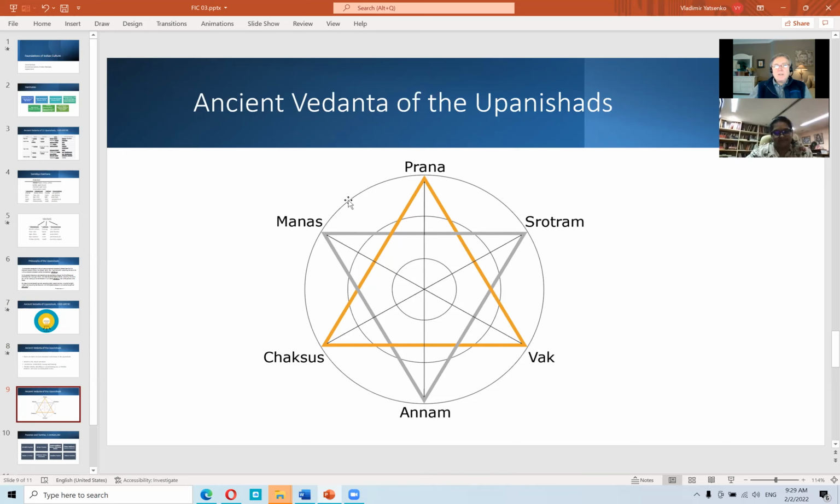Yes. So you can see that Manas and Chakshuh on one side manifest the form, the power, and Shrotram and Vak, hearing and speaking, represent the comprehensive cognition or the name, nama. So there is the form and name. These are two fundamental terms of the ancient Vedanta.